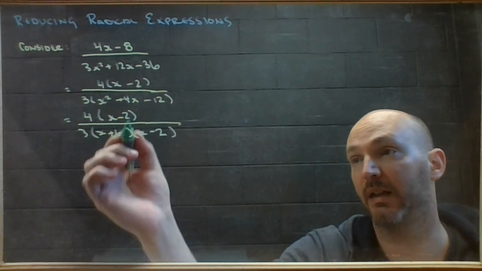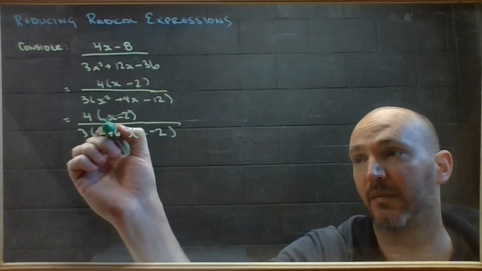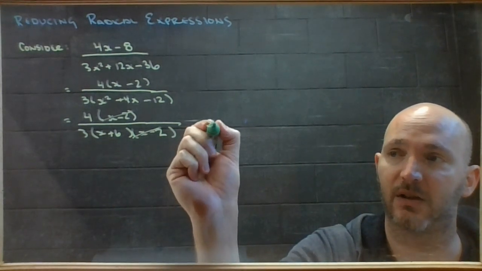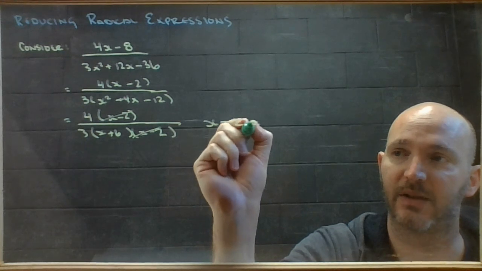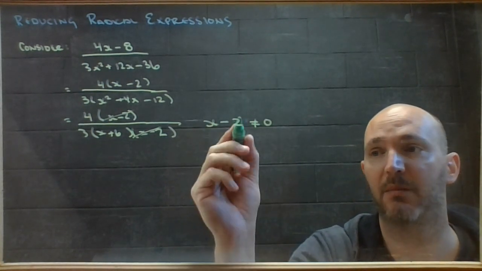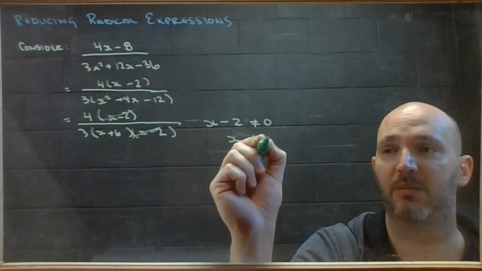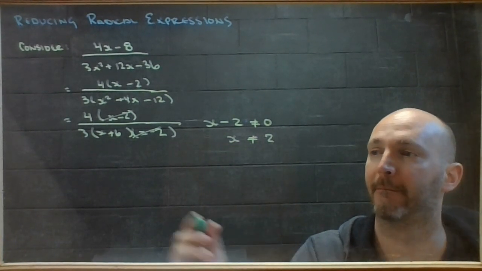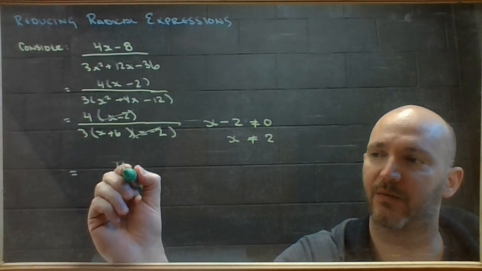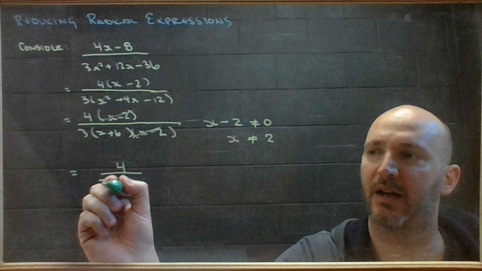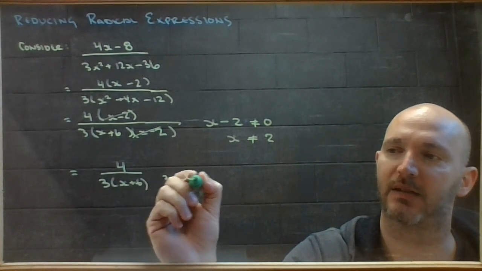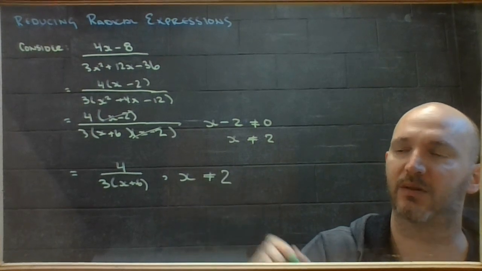So when I do that, I can see the x minus 2 and this x minus 2 will divide each other out as long as x minus 2 is not 0, because that's where the indeterminate form would show up. So x cannot be 2. So finish it off here. The only thing left on top is a 4. The only thing left in the bottom is 3x plus 6, as long as x cannot be 2.